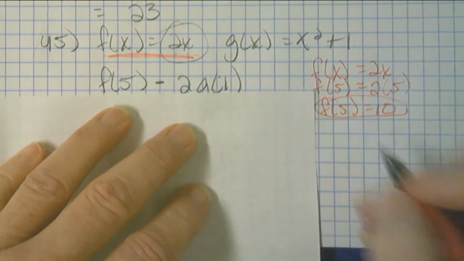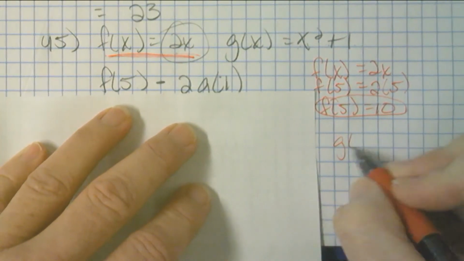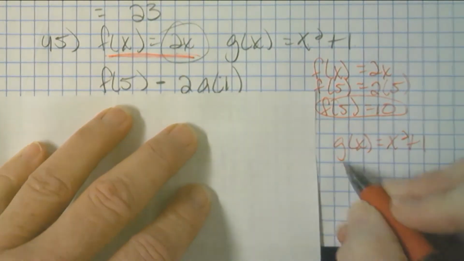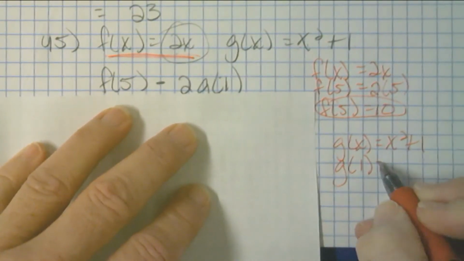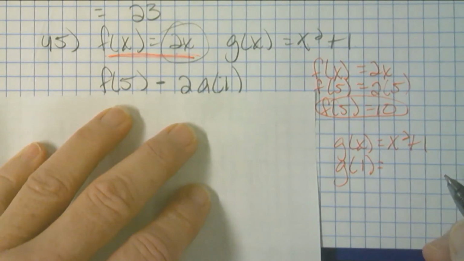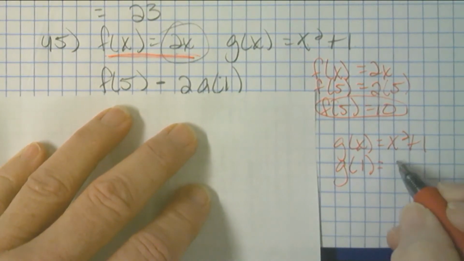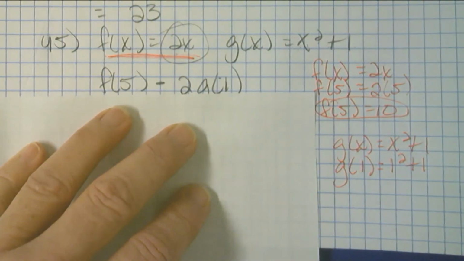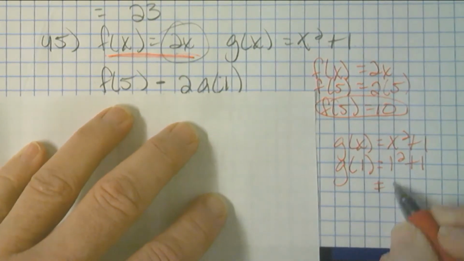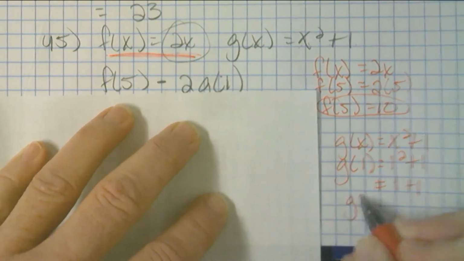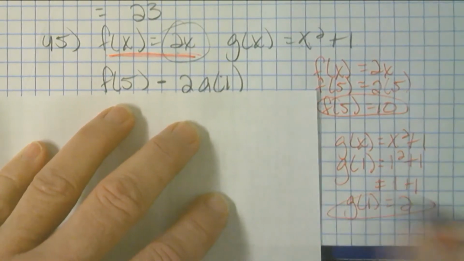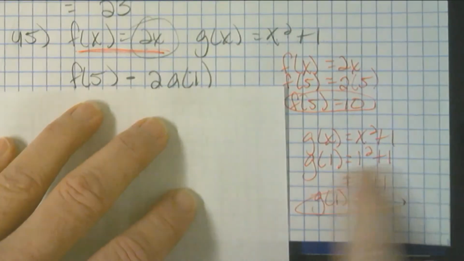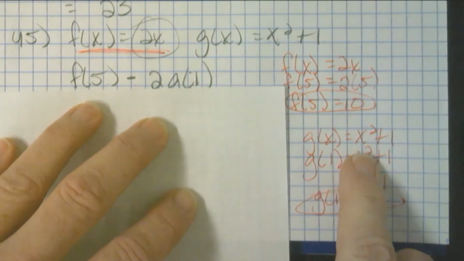So I need that. Are you good with that? Okay. Then they said, I need my g of x, which is x squared plus 1. Well, I need to know what g of x is when x is equal to 1. So I'm just going to substitute that 1 in. So I have 1 squared plus 1, right? So 1 squared plus 1 is going to be 1 plus 1. So g of 1 is equal to 2. Are you good with that? Because all I did was substitute 1 in for my x in my g of x equation.